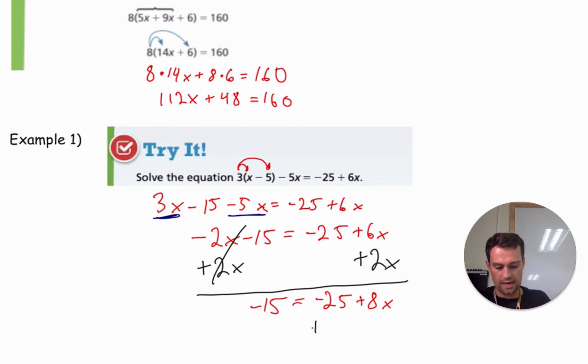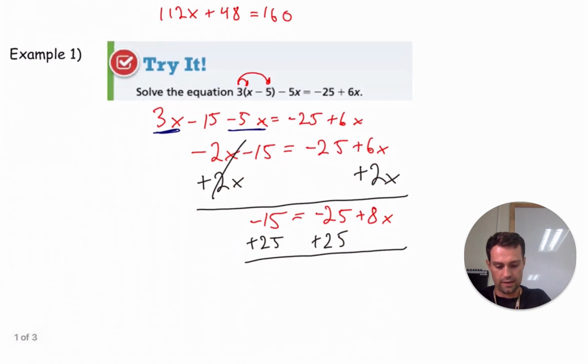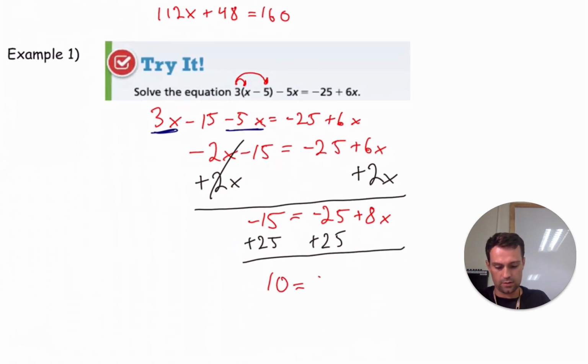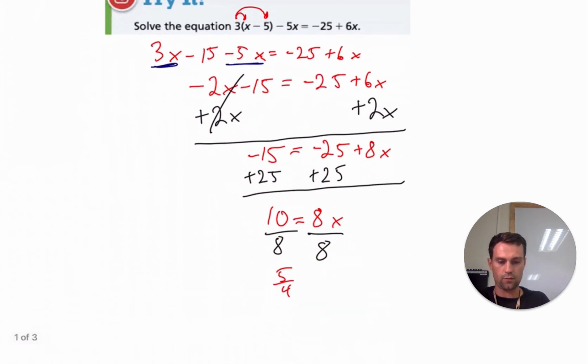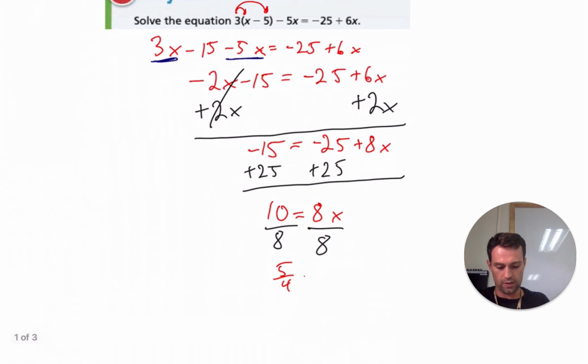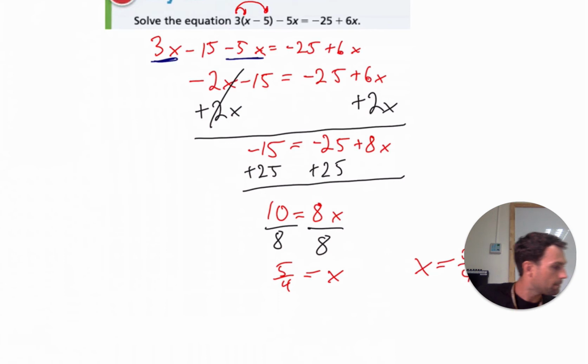We can then add 25 to both sides. So we will have 10 equals 8x. Divide both sides by 8. So we will have 5 over 4. 10 over 8 is the same as 5 over 4 equals x. So x is equal to 5 over 4. Okay?